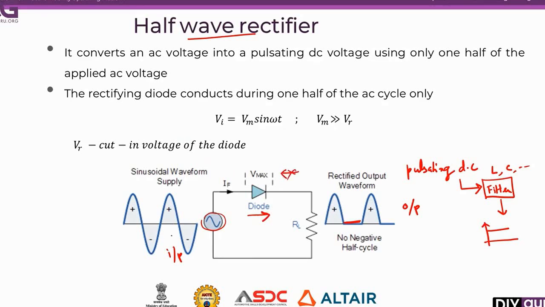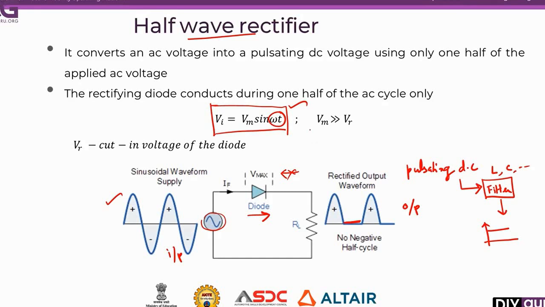See, what is the applied voltage? The expression of the applied voltage is given by Vin, the input voltage, is equal to Vm sin omega t. See, this is the mathematical expression for this waveform. If I substitute the value of omega t from 0 to 360 degrees, I will get this waveform. So any sinusoidal waveform can be represented mathematically with this formula.